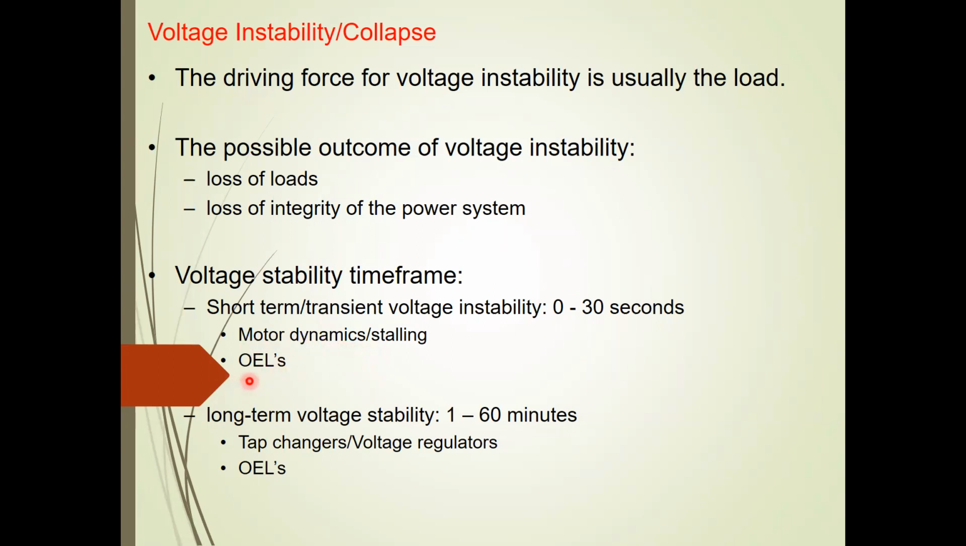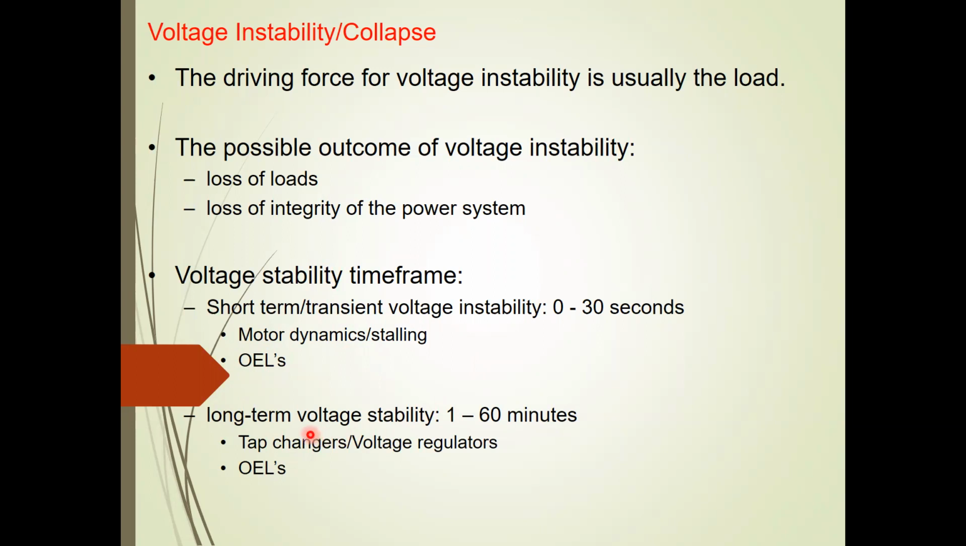And then another one is the OELs. In fact, I am not able to recall this exactly. What is OEL? This refers to the optimal setting of the electronic loads, I think, but I'm not sure about it. I can say about this one. Then this is for the short term stability, voltage instability.